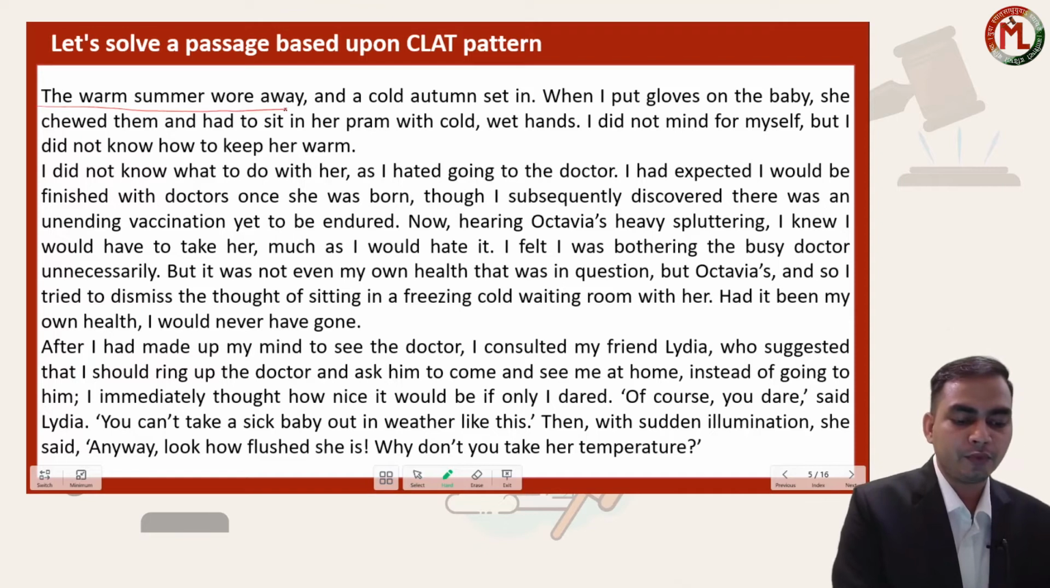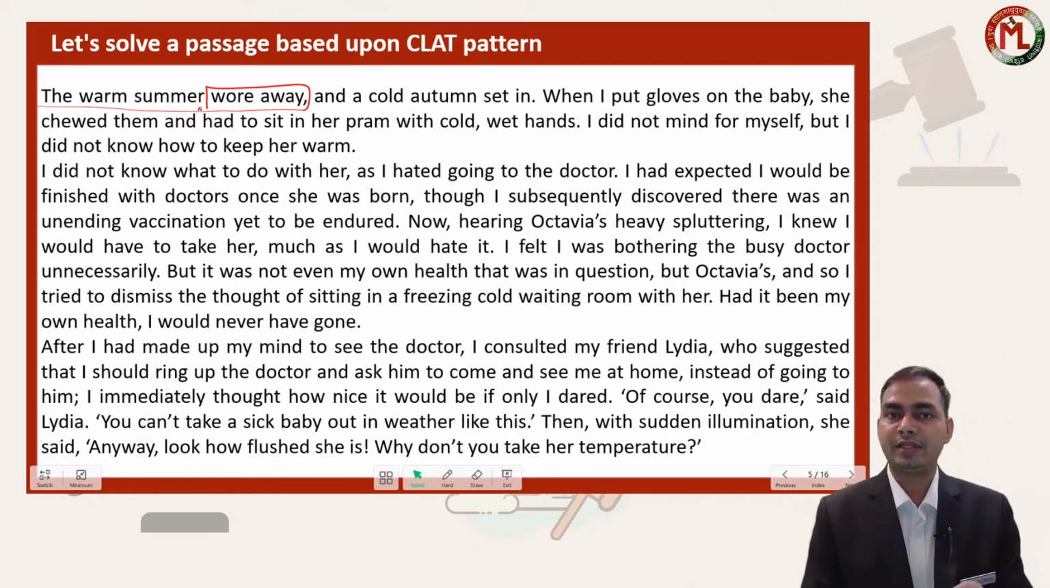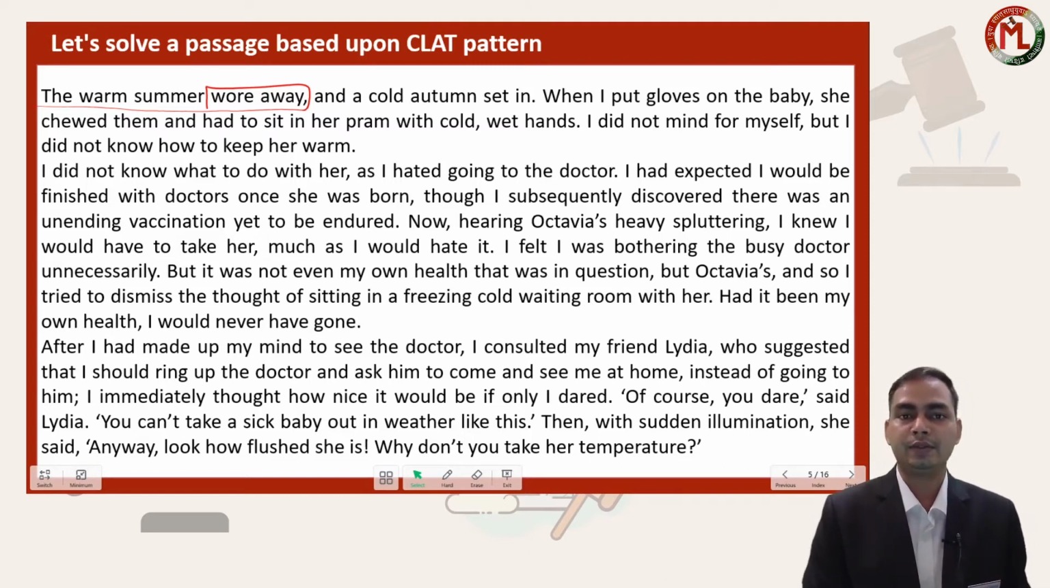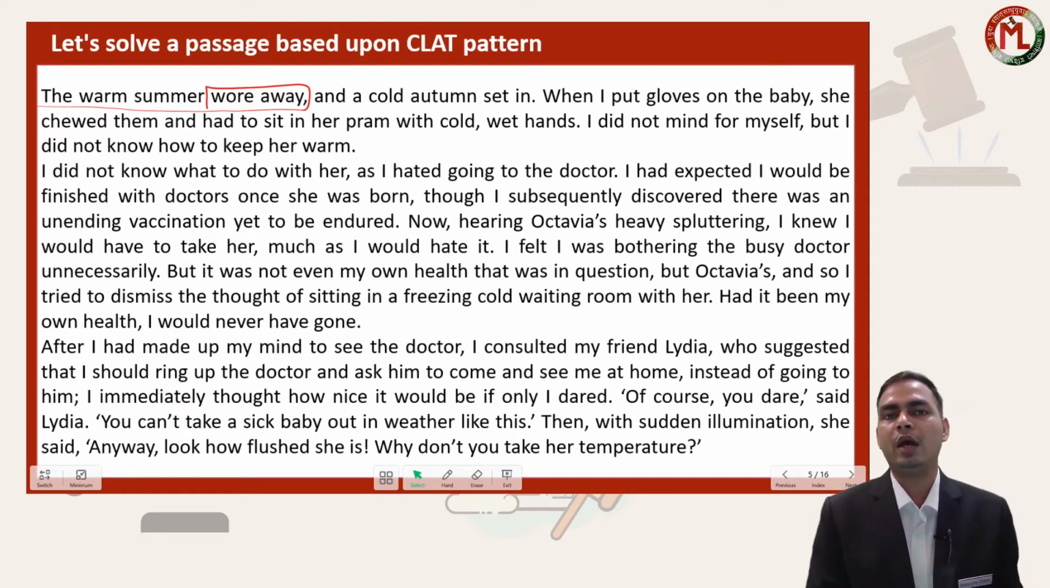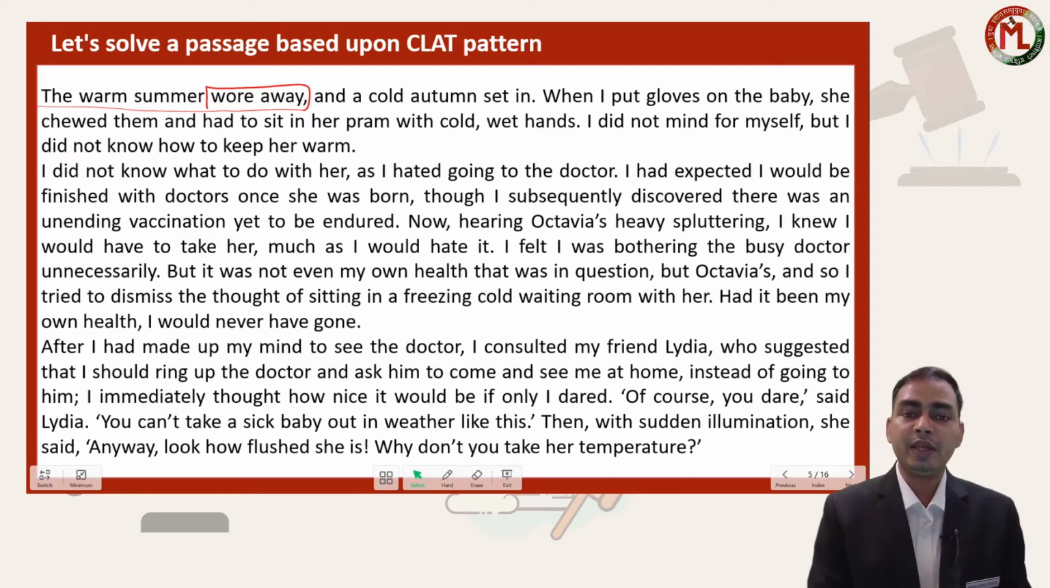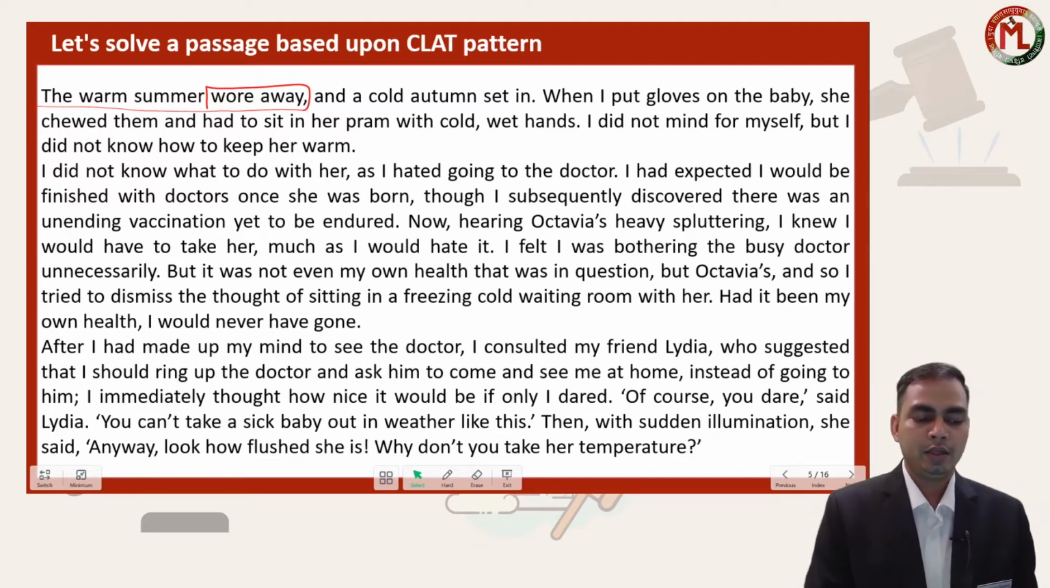The warm summer wore away. There will be a kind of phrasal verb. You have to understand the meaning of the phrasal verb, because sometimes a phrasal verb does not mean actually what it looks like. So wore away, what do you mean by wore away? Here the actual meaning of wore away is not like you are wearing something and removing it from your body. Here the meaning of wore away is gone.